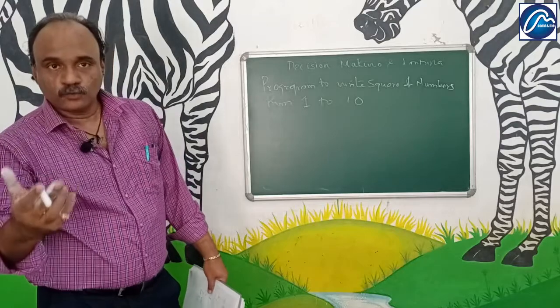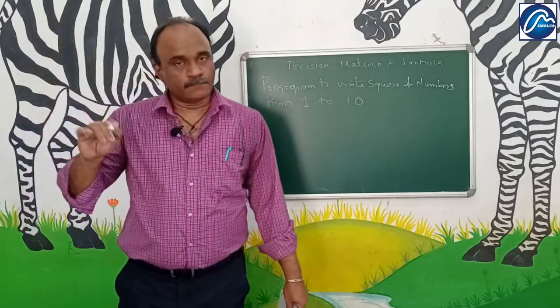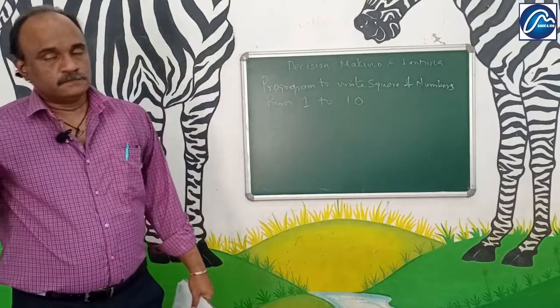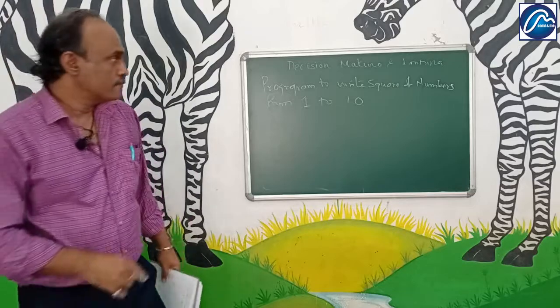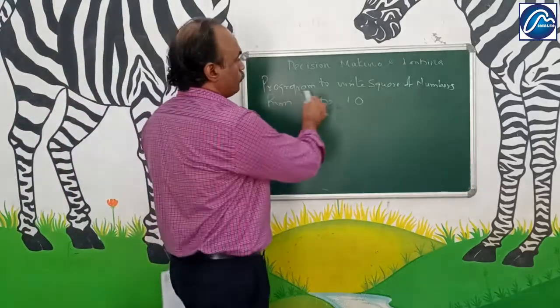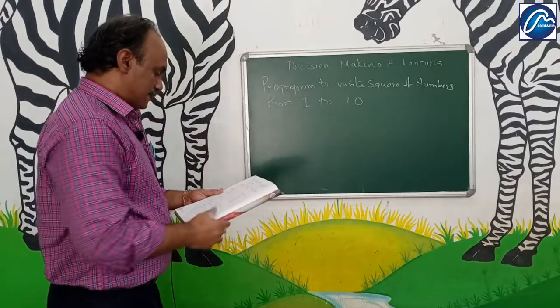What is square of 2? It is 4. Square of 3, it is 9. 3 multiplied by 3, 9. What is the square of 9? 9 multiplied by 9, it comes to 81. So, this is a program to write square of numbers from 1 to 10.